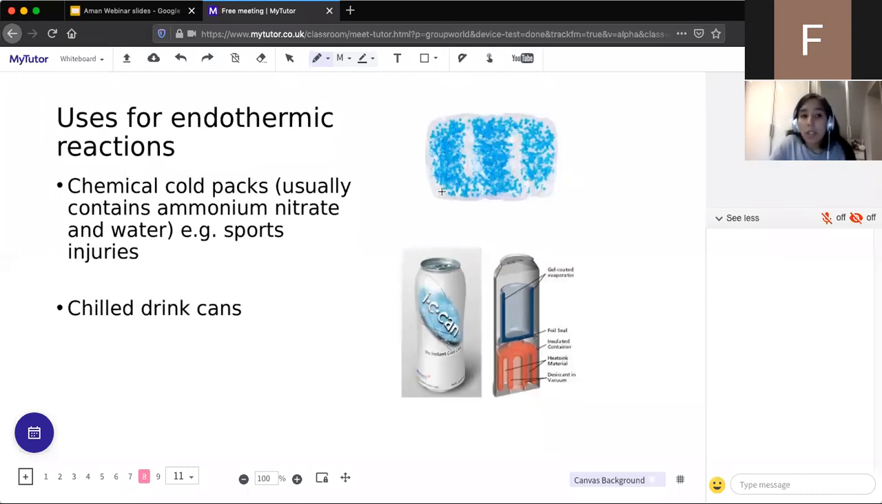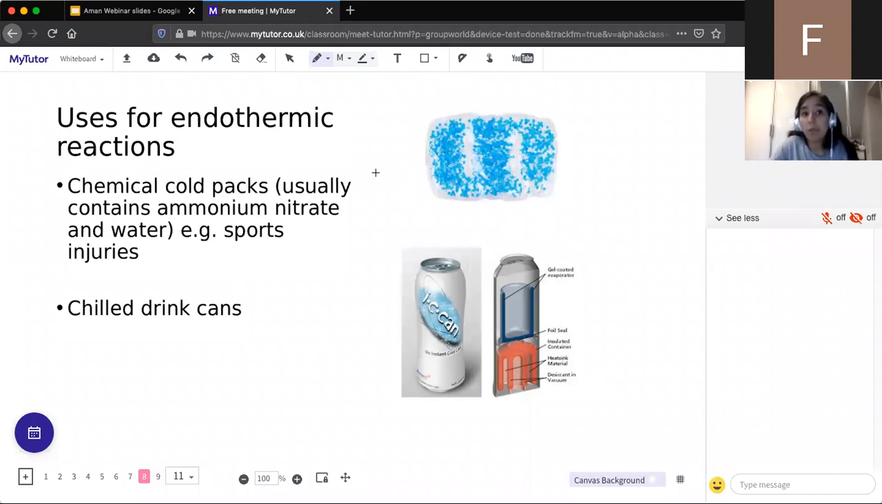Okay, so that's the uses of both exothermic and endothermic reactions. As I said, it's always about the reaction taking place, and usually something has to happen to start off that reaction. It's not just going to happen on its own. So the next thing we're going to cover is the reaction profiles for exothermic and endothermic reactions. But before we go into that, are there any questions on what we've covered so far?